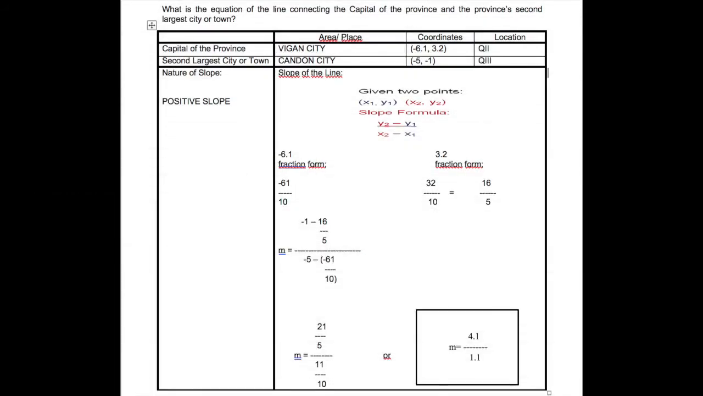For our mini task number 3, problem number 1. What is the equation of the line connecting the capital of the province, Vigan City, and the province's second largest city or town, Candon City? The formula for the slope is delta y over delta x. Substituting with the given coordinates, we have negative 1 minus 16 over 5 over negative 5 minus negative 61 over 10. Then we have to use our knowledge in complex rational expressions. Then we're left with 21 over 5 over 11 over 10. We can convert the fractions into decimal form. Now we're left with the slope of 4.1 over 1.1, which is a positive slope.